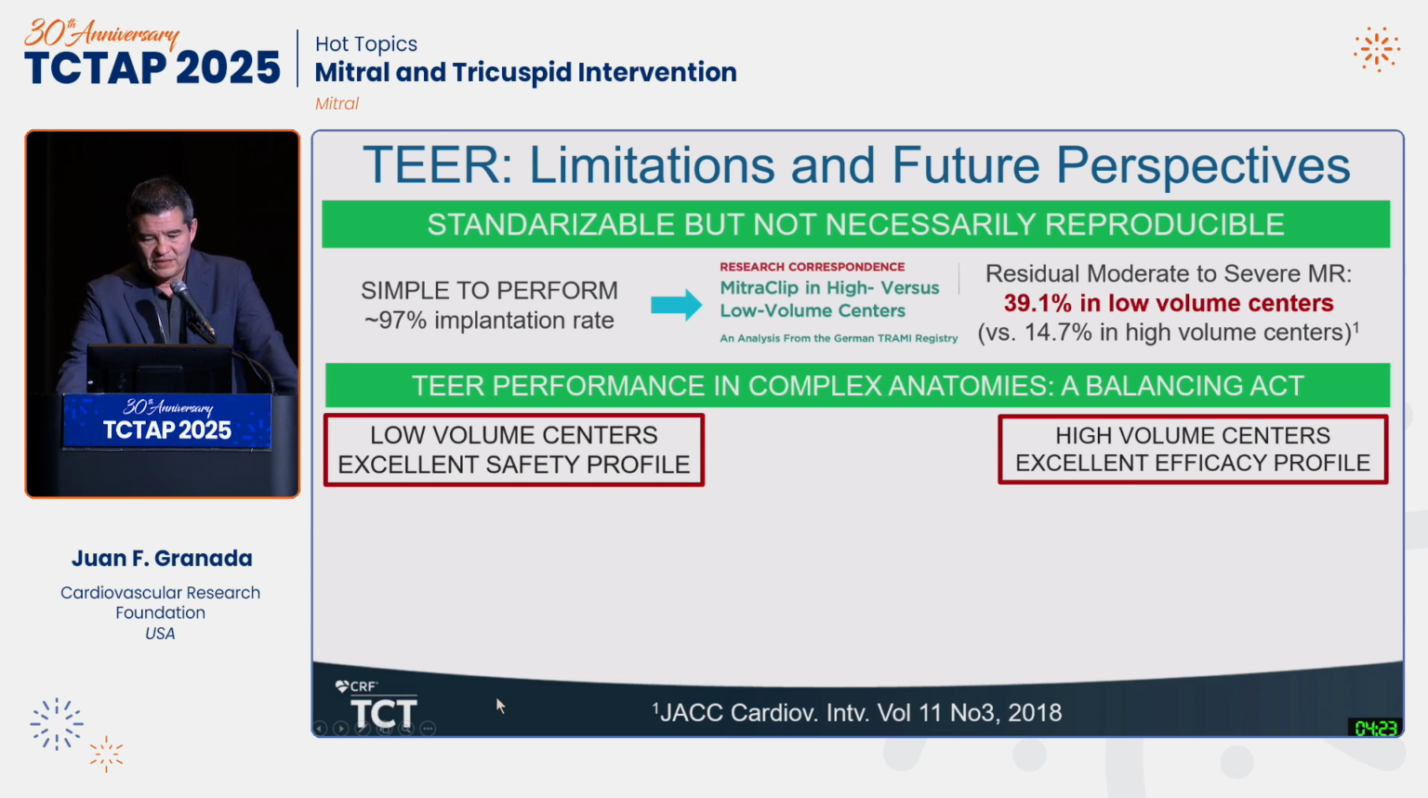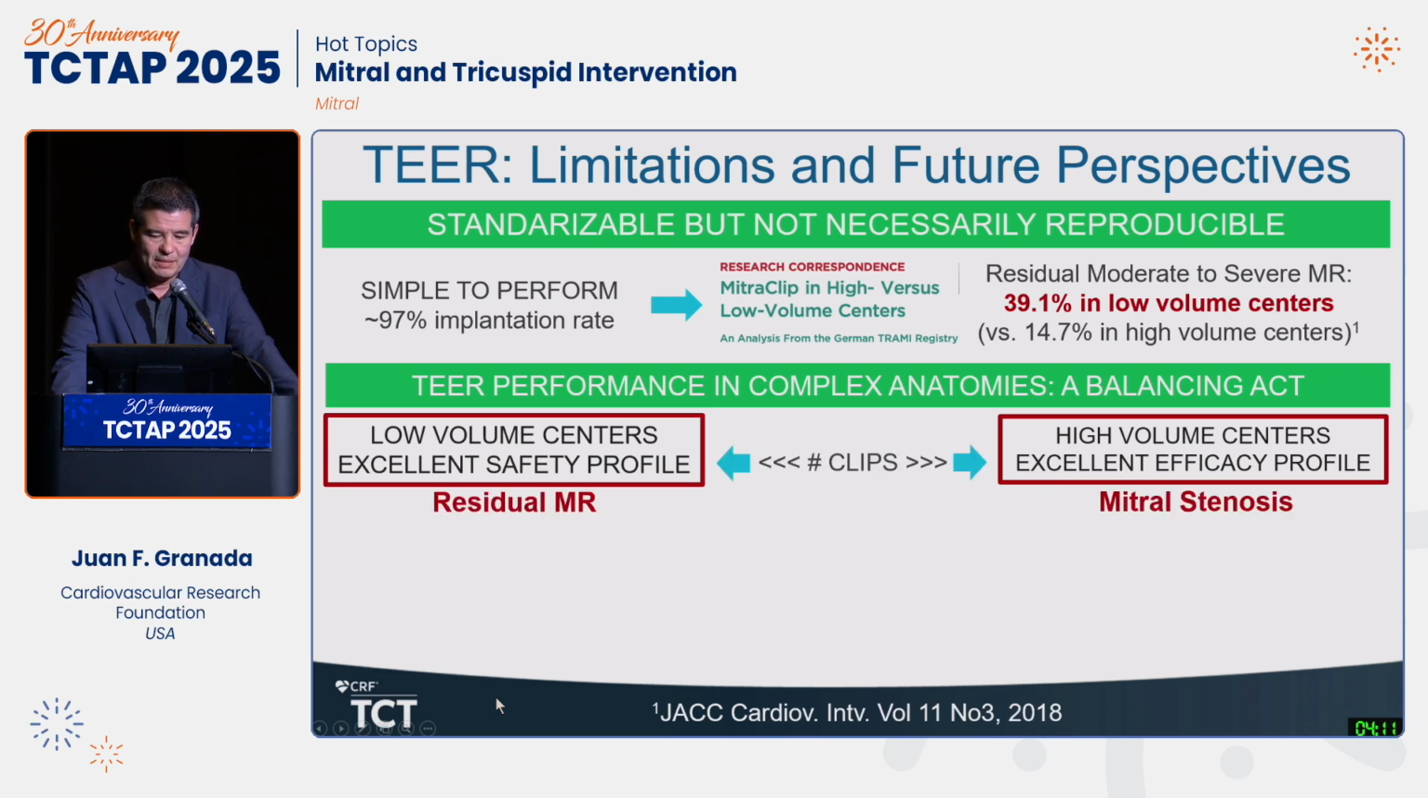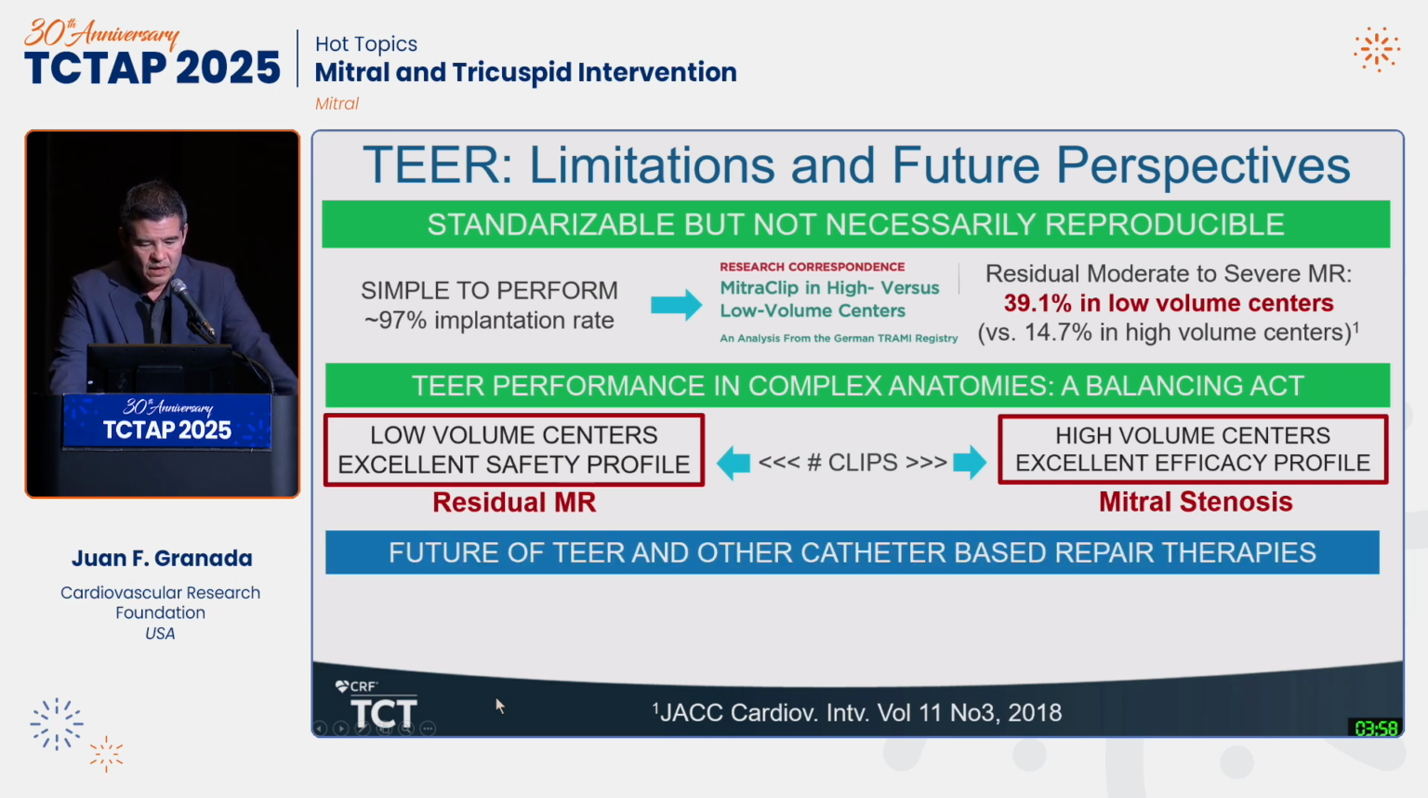Also, TEER performance in complex anatomy is a balancing act. In low volume centers, TEER has an excellent safety profile with very good outcomes. In high volume centers, they actually get very good efficacy results. But it all depends on the number of clips and how aggressive the operators are. I call it a balancing act because you have to choose between leaving residual MR behind or a patient with a high gradient. For me, the future of TEER depends on three main things.